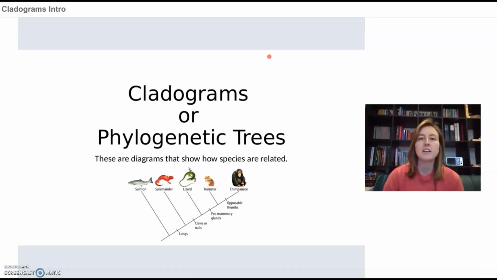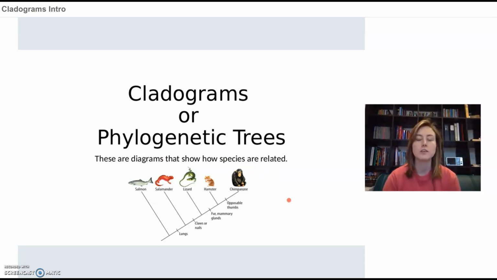Hi guys, today we're going to start talking about cladograms, which you could also call phylogenetic trees, and they look like this picture down here. And this is kind of like a family tree. Like your family tree shows how you're related to all the people in your family, like your grandparents and your cousins and your brothers and sisters. And a cladogram shows us how other species are related to each other.